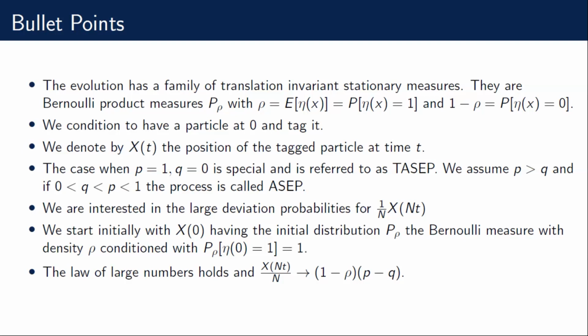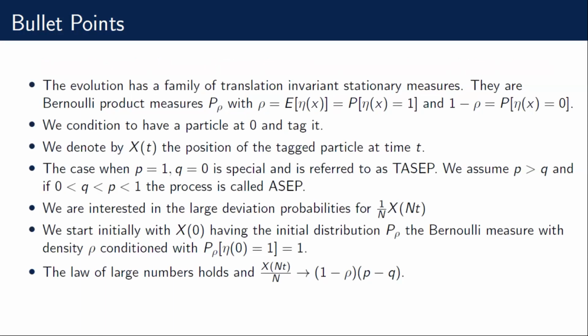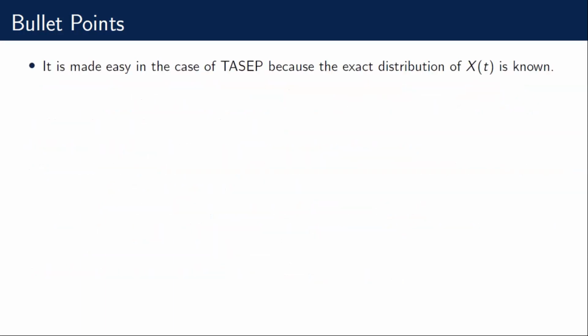But the question is, do you actually have the law of large numbers? It's not difficult to prove because the distribution seen from the tagged particle is still Bernoulli product measure. And so that comes easily. Now, it's made easy in some sense for the TASEP because one knows the exact distribution of xt.